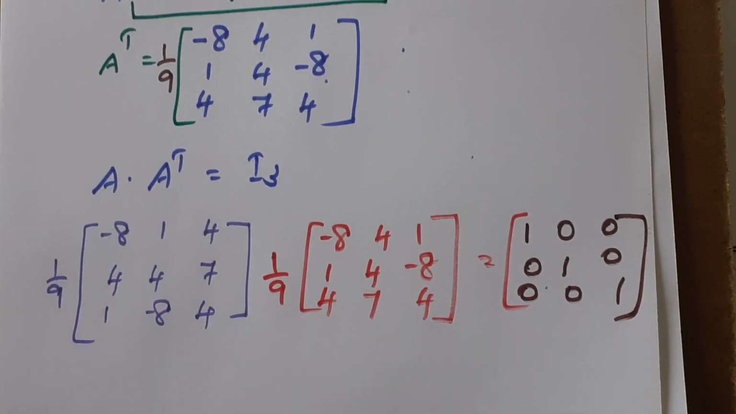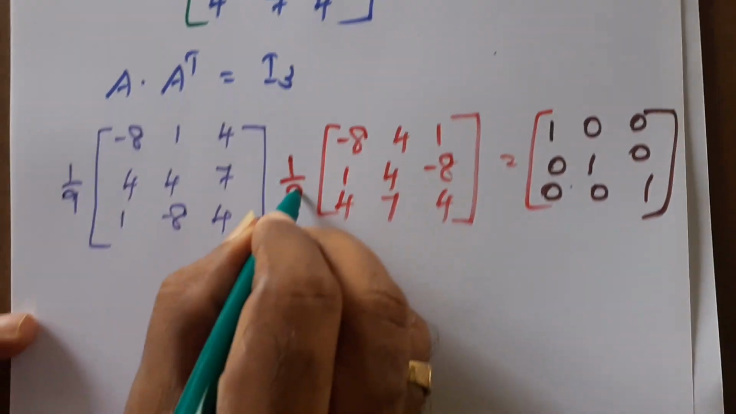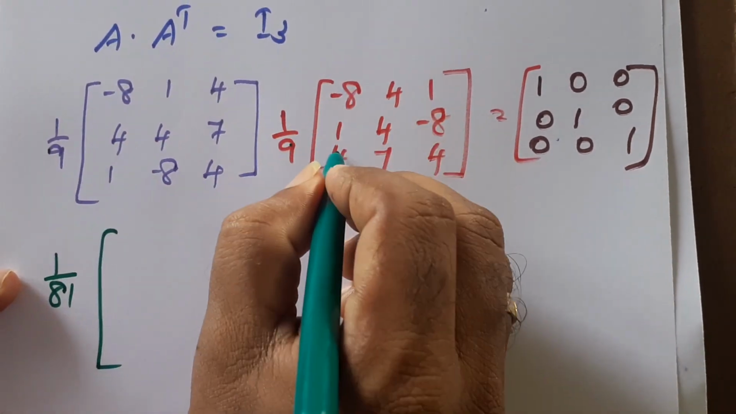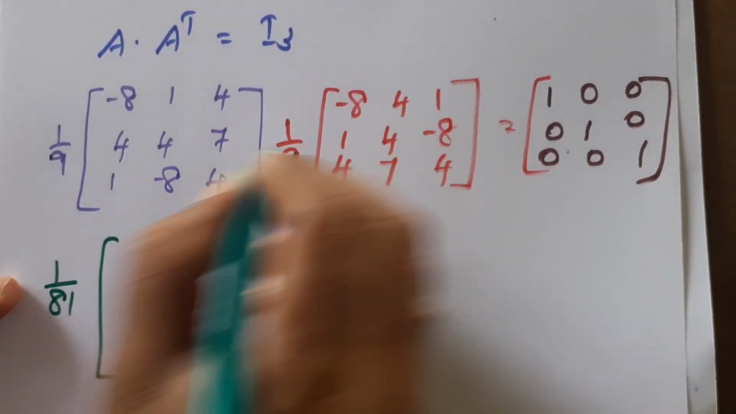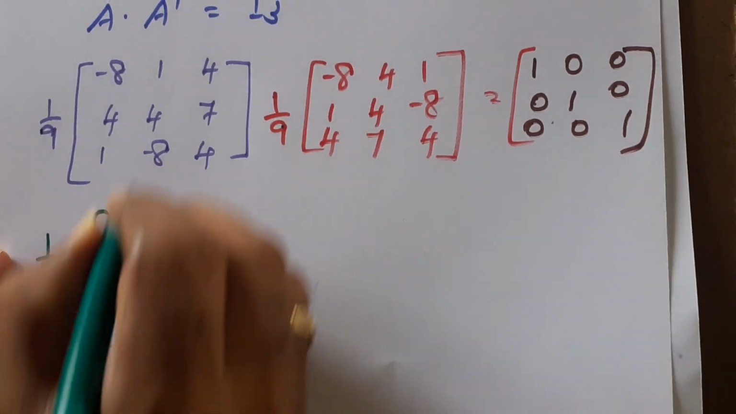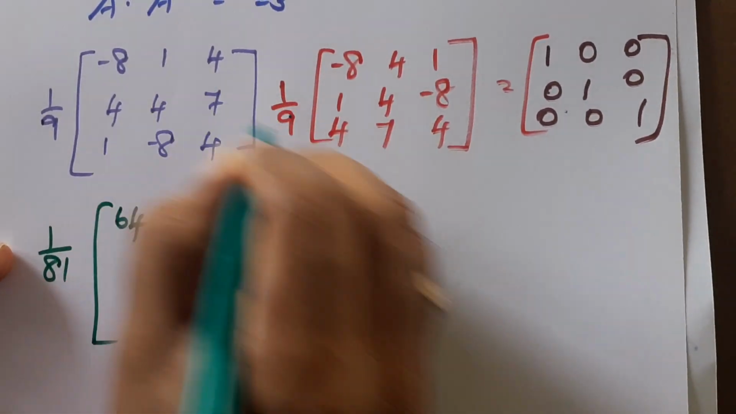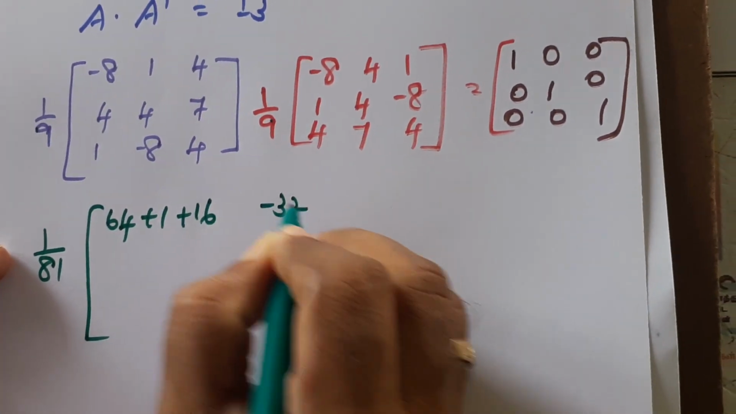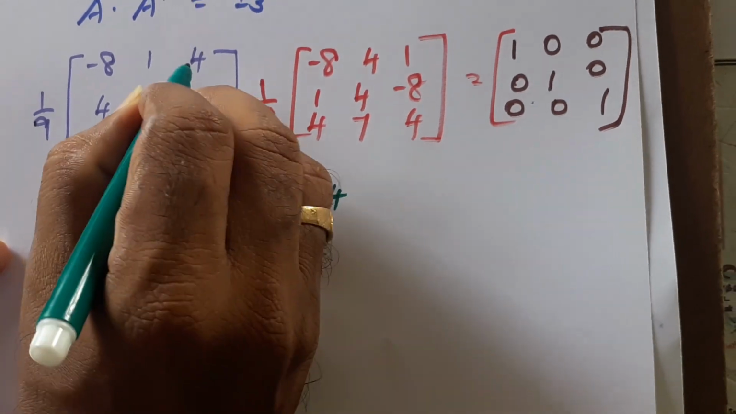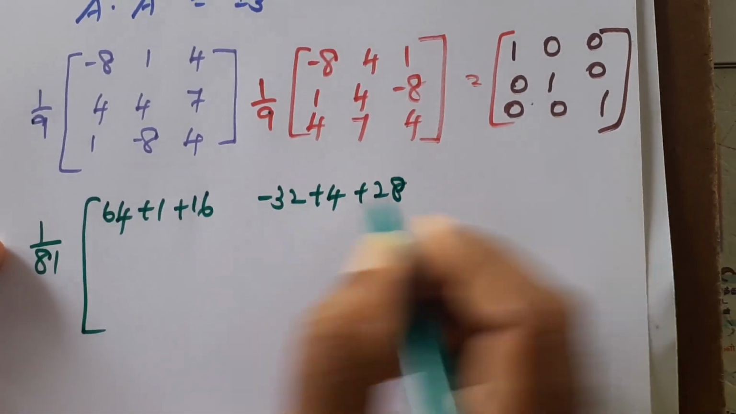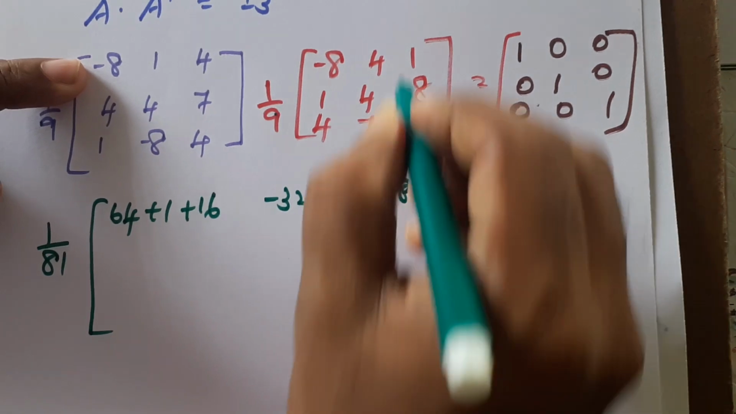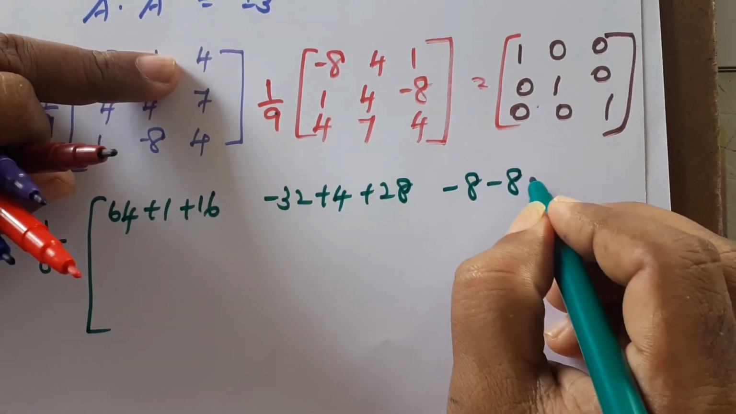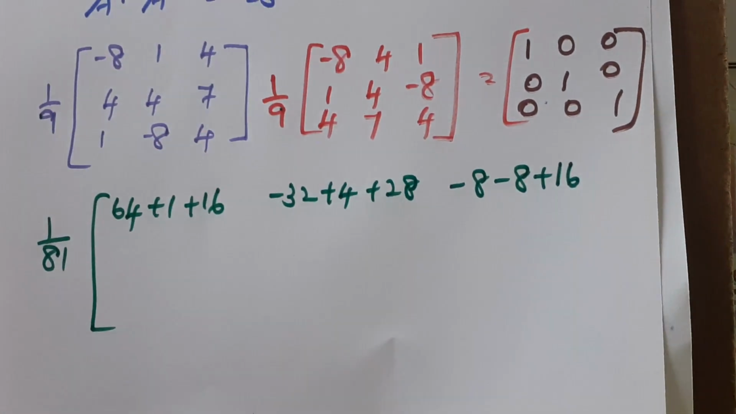So listen carefully, my dear students. Now we are simplifying. 1 by 9 into 1 by 9 means 1 by 81. Then first row multiplied with the second matrix's first column: minus 8 into minus 8, positive 64. 1 into 1, positive 1. 4 into 4, 16. Next term, minus 8 into 4 means minus 32. 1 into 4 means positive 4. 4 7s are 28. Then next one, minus 8 into 1, minus 8. 1 into minus 8, minus 8. 4 into 4 means 16.